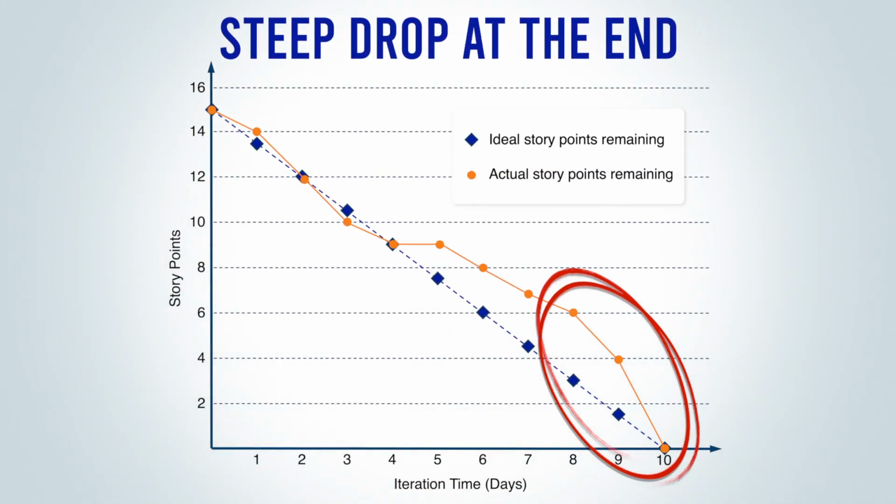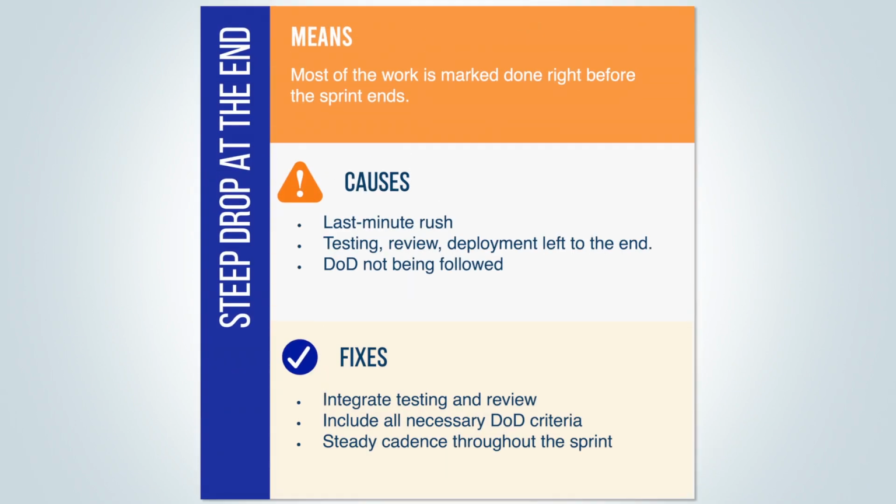This means work is being marked as completed at the end of the sprint. It could be because of a last-minute rush to get work done, sometimes referred to as waterfall behaviour in a derogatory way. It could mean that testing, review and deployment has been left to the end of the sprint, rather than test-driven development where the tests and the reviews and the deployment happen iteratively throughout the sprint. Or it could be because the definition of done is weak or is not being followed properly throughout the sprint.